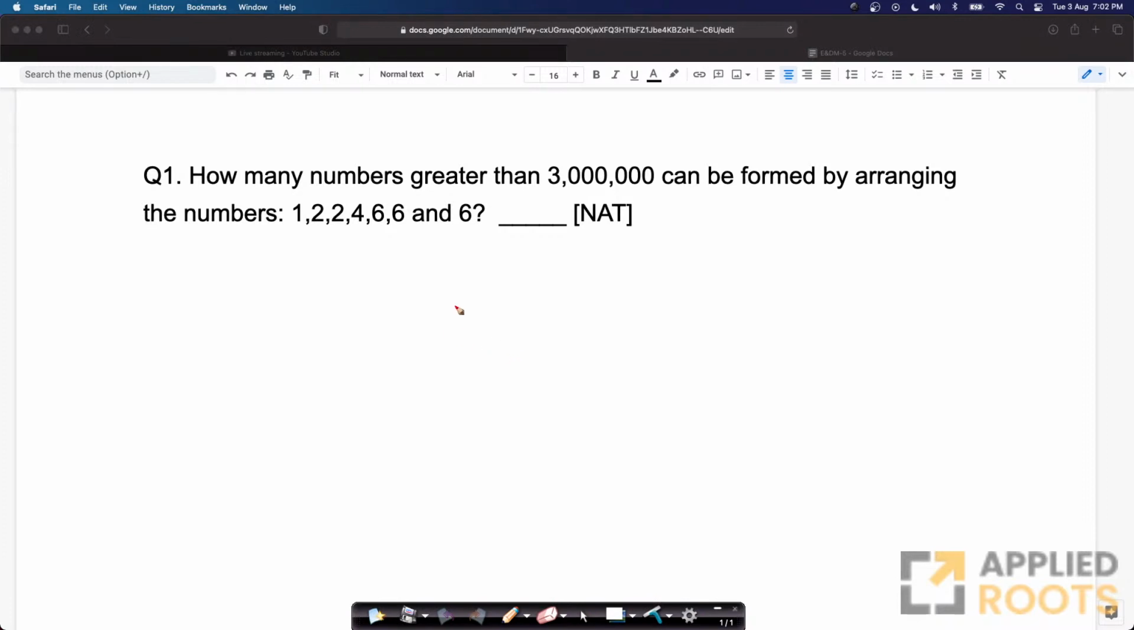Please put your answers in the chat window so that everything is on track. As soon as a decent number of you have answered, I will go into the solution itself. We'll start with the easier questions and slowly increase the complexity as we go. A basic combinatorics question here, typically a 1-mark question.